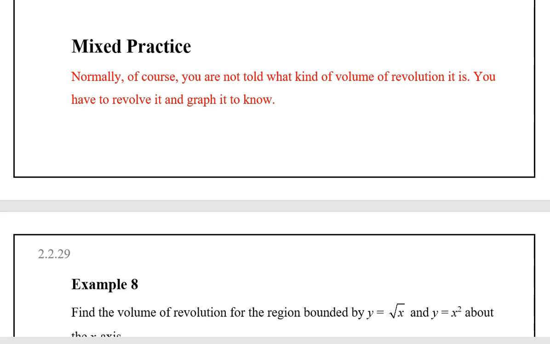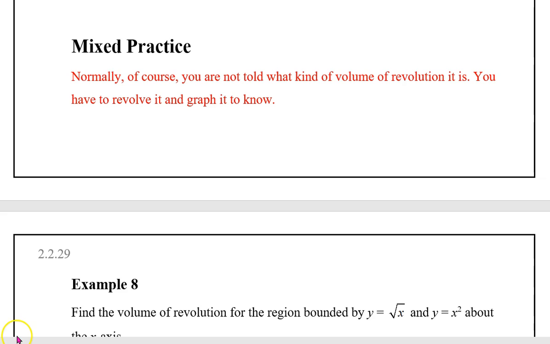In other words, you won't be told whether this is a straight volume of revolution and you should use a disk, or whether this is a volume of revolution with an inner radius that is carving out a hole and an outer radius providing the outer surface of the solid. You'll have to revolve it and graph it in order to know.